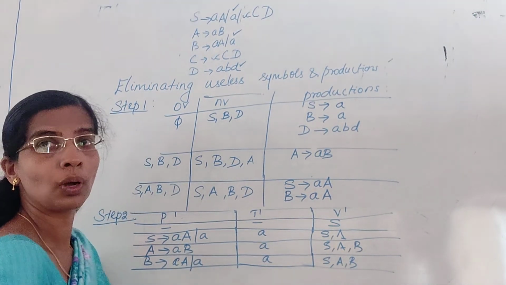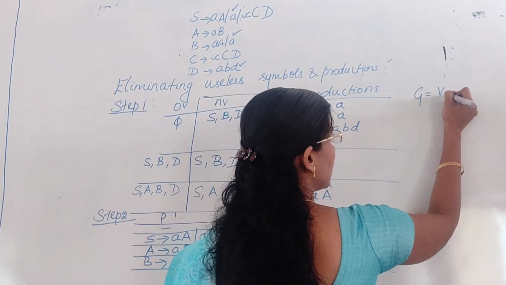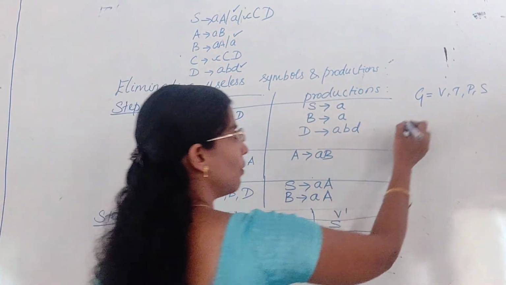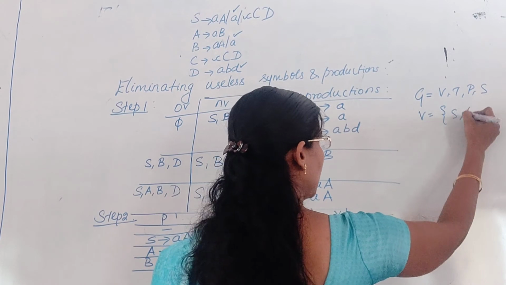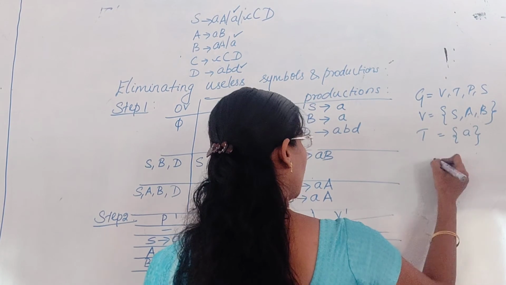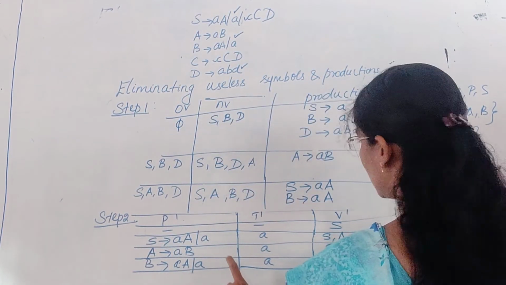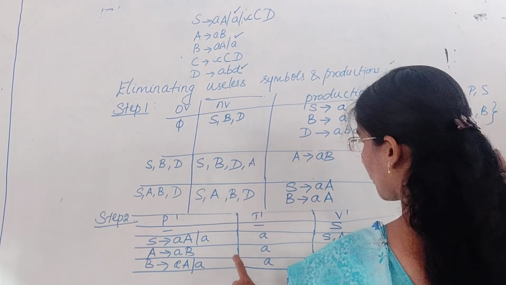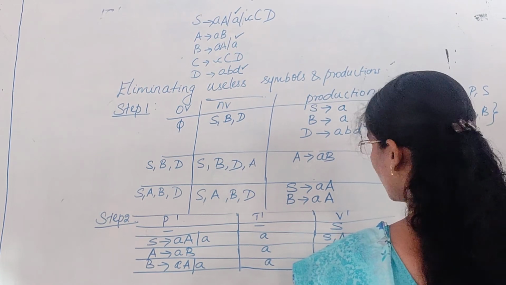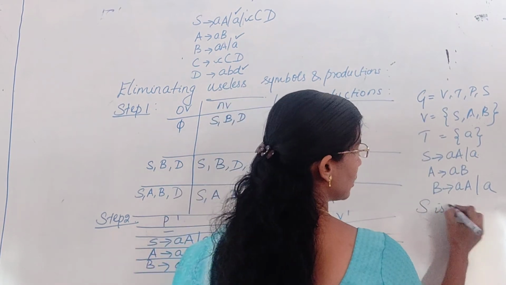Right? So how will you write the final grammar? Final grammar after simplification, G is equal to V, T, P, S. See this step 2 and write all the variables. S, A, B. Terminal is only A. And what are the productions? Write all the 3 productions. S tends to AA, A tends to AB, and B tends to AA or A. And S is the start symbol.